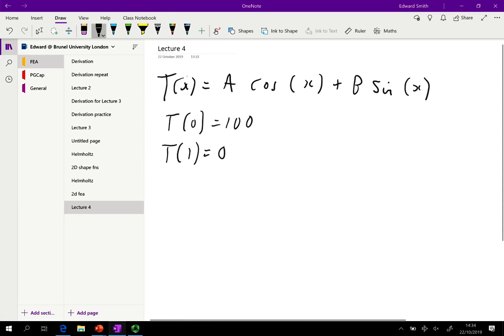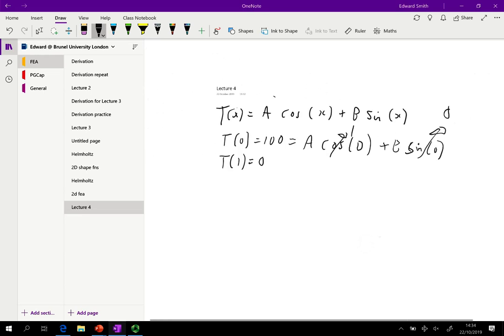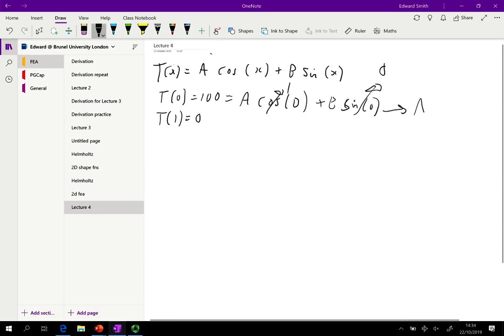essentially all we do is substitute in the value of 0 into this. So that's going to be equal to A times the cosine of 0, plus B times the sine of 0. The sine of 0 is just equal to 0, and the cosine of 0 is equal to 1. So we end up with A equal to 100. So that's the first term. For the second term here, we substitute in a value of 1.